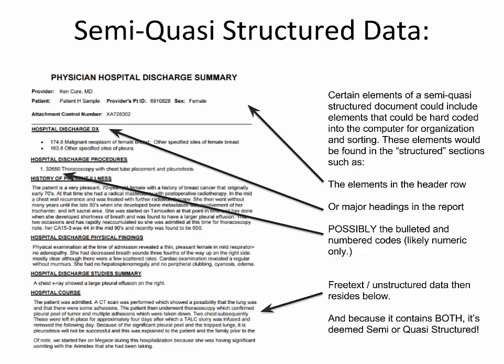A physician hospital discharge summary is a good example of semi-structured data. Certain elements of the document could include elements that could be hard-coded into a computer for organization and sorting. These elements would be found in the structured section, such as the elements in the header row, such as provider or patient name, or major headings in the report, such as discharge diagnoses or procedures. Possibly the bulleted and numbered codes, likely numeric only. The free text or unstructured data resides below that. Because this type of document contains both unstructured and structured data, it is deemed semi or quasi-structured.